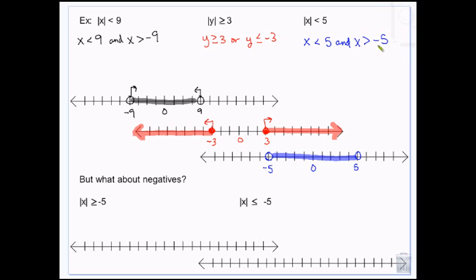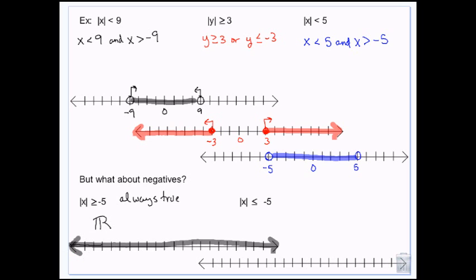Okay, so what happens with negatives? The absolute value of x is greater than negative 5. Absolute value is always positive, yes? So it's always going to be greater than negative 5. Correct? So this is going to be all real numbers. So we would shade the whole thing. If I asked you to graph it, you just shade the whole thing.